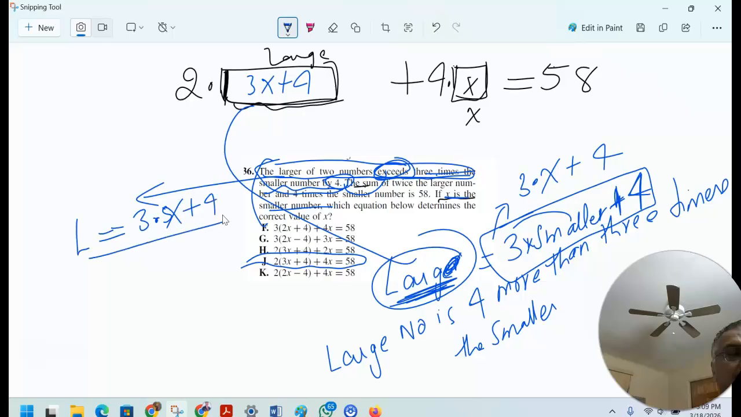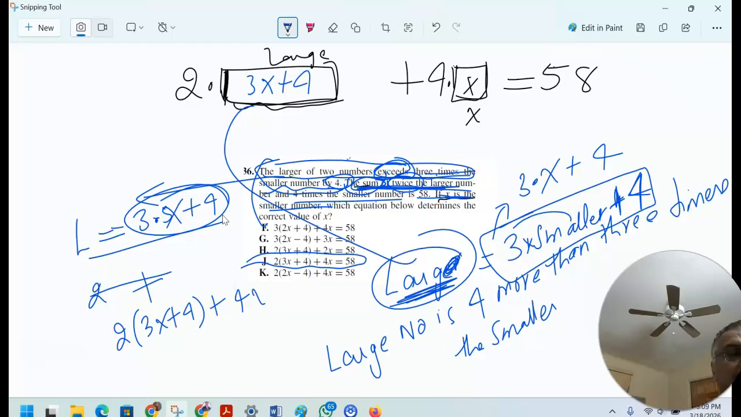So this way. And then the second statement, sum basically means two parts. Sum of twice the larger number. So it is twice the larger number. But the larger number we already did here. So it is 2 times 3x plus 4. And what else? Sum basically means plus. So you're adding this and 4 times the smaller. And the answer is 58. So this is how you're supposed to do it. Okay, thank you.